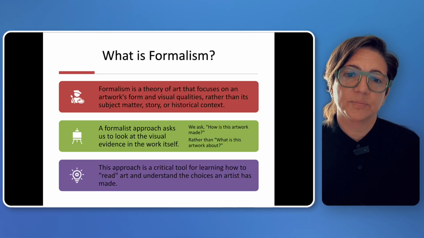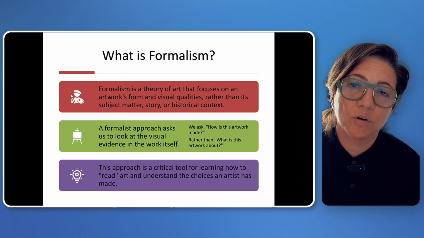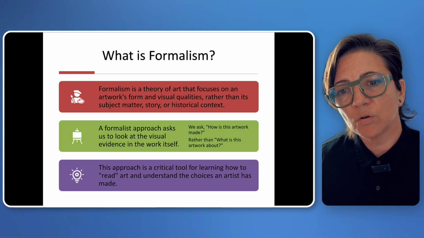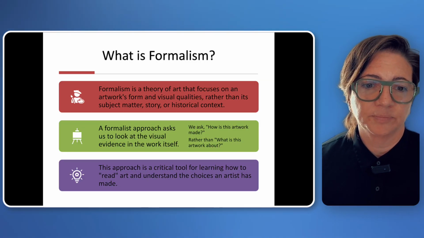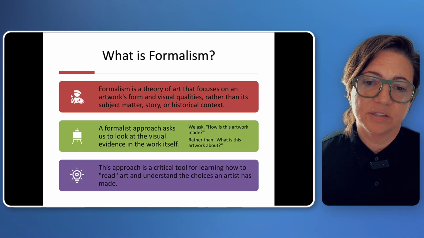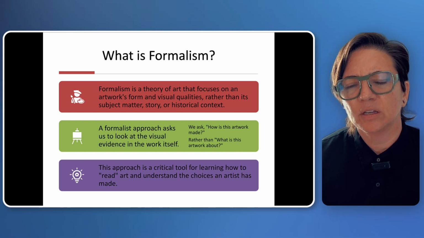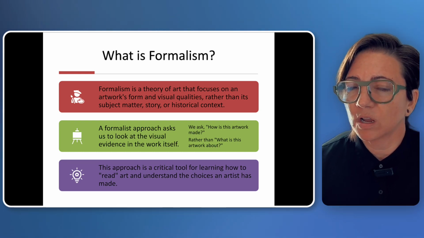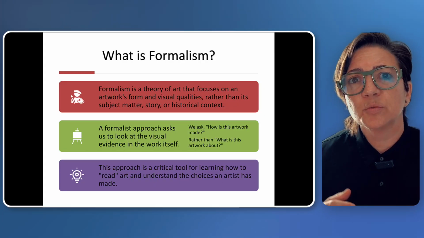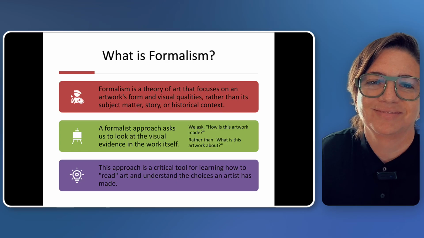What is formalism? Formalism is a theory of art that focuses on an artwork's form and visual qualities, rather than the subject matter, the story, or the historical context. A formalist approach asks us to look at the visual evidence in the work itself. We ask, how is this artwork made, rather than what is this artwork about? This approach is a critical tool for learning how to read art and understand the choices an artist has made.